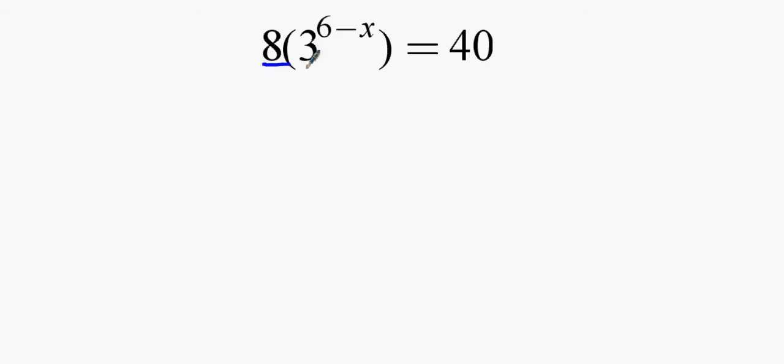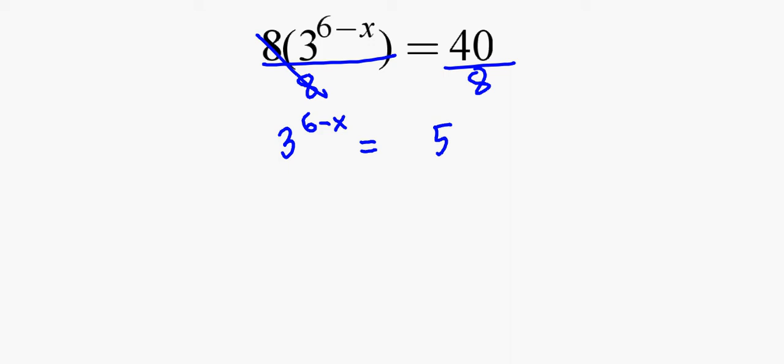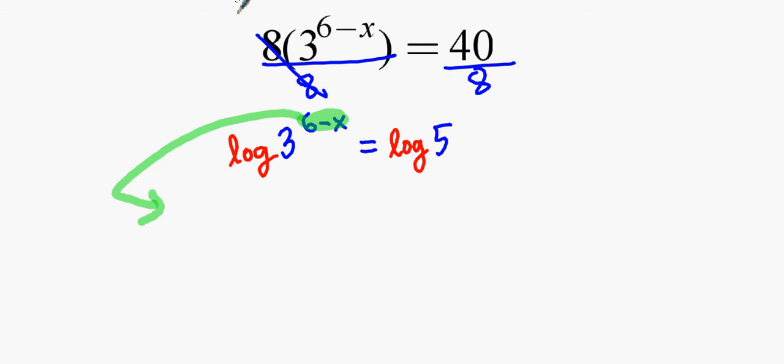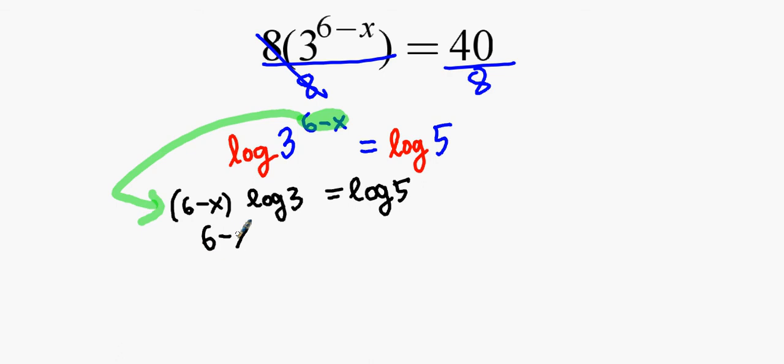So in this next one we have 8. So let's divide by 8. So we have 3 to the 6 minus x equals 40 divided by 8, which is just 5. Take a log of both sides, which will let us bring the exponent down. So you have 6 minus x times log 3 equals log 5. So 6 minus x equals log 5 divided by log 3.